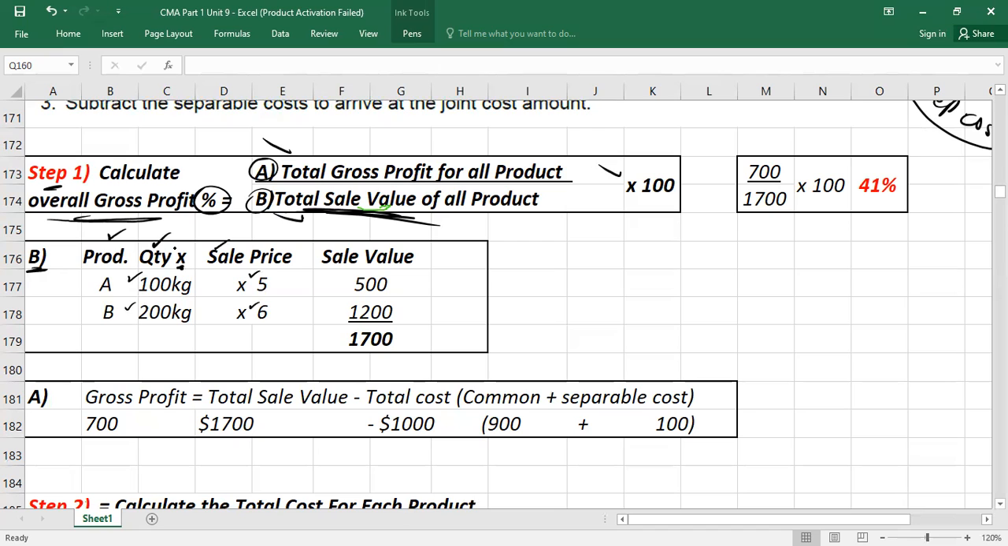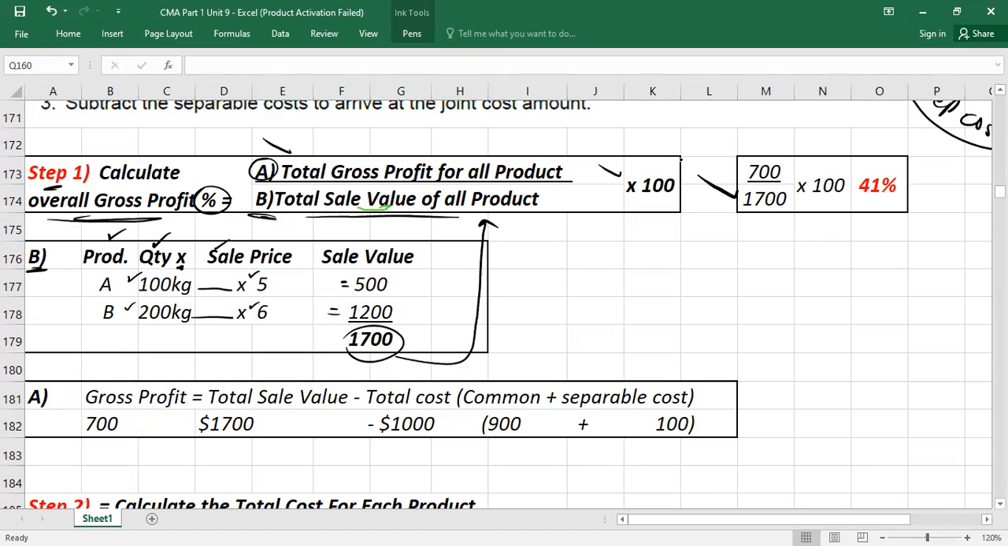We will multiply. 100 times 5, it is 500. 200 times 6, it is 1200. And we'll make the total. Total is how much? 1700. This is what I want as a denominator. What I want? Total sale value of all product, which is 1700. So we got the denominator of the formula.